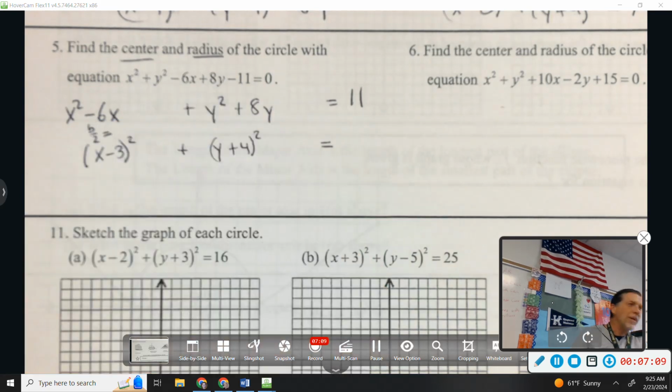The name for this method, I don't even want to tell you the name because you're going to get trauma just from hearing the name of this thing. Do you remember what we're doing? Complete the square. Complete the square.